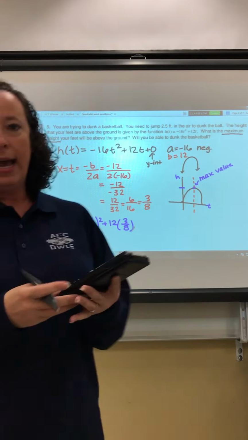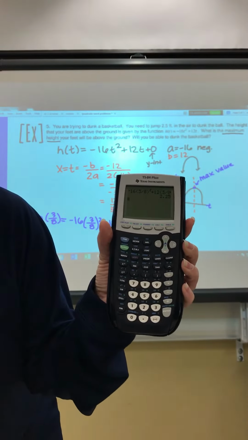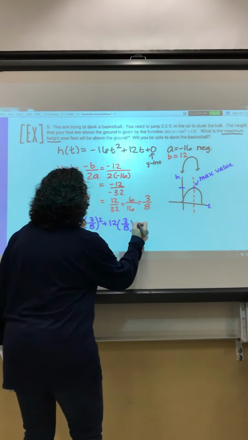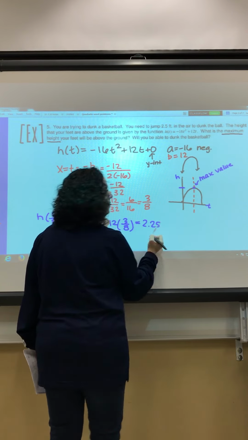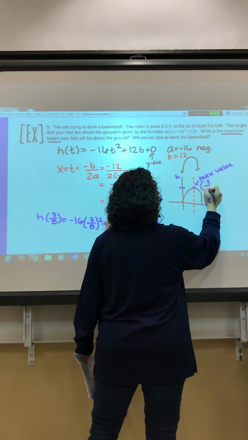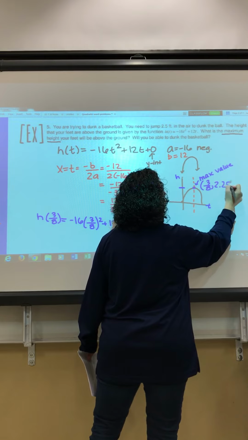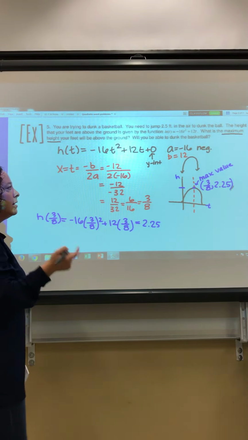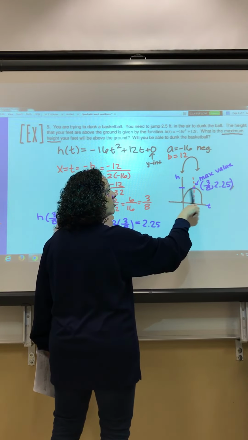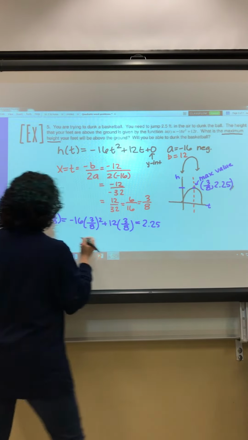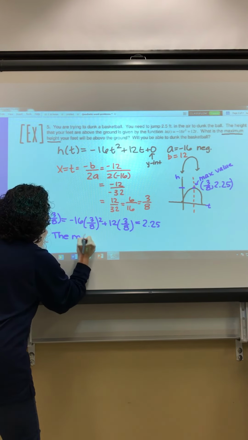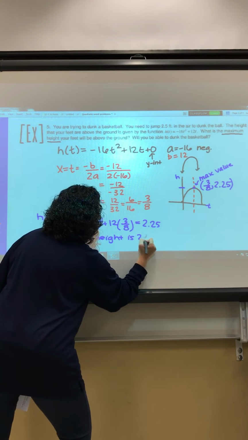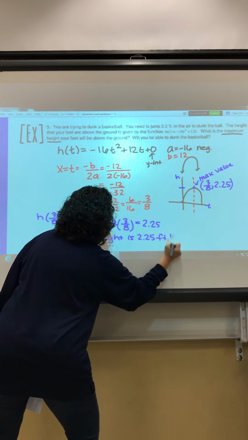And I hit enter, and I get, I don't know if you can see this, 2.25. So that means that this maximum height is 2.25. So right here, this ordered pair is 3/8, comma 2.25. So what is my answer to the first question? It says, what is the maximum height? So the maximum height would be 2.25 because that's the corresponding h value. So the max height is 2.25 feet.